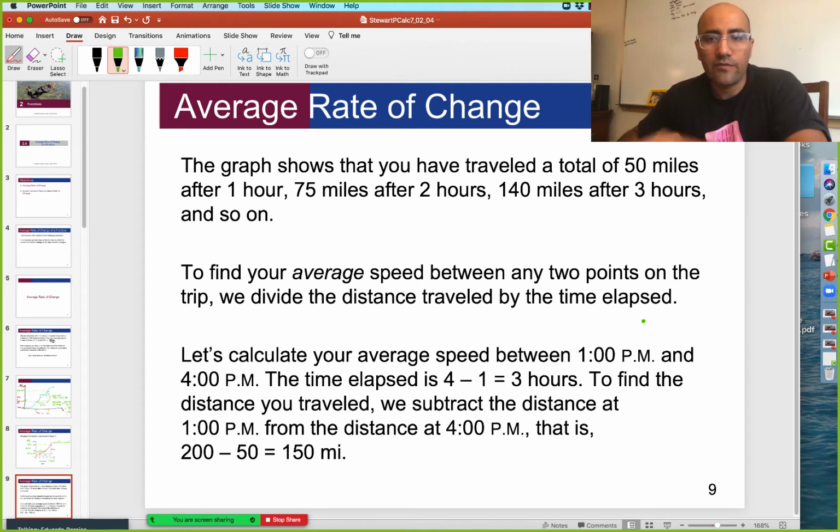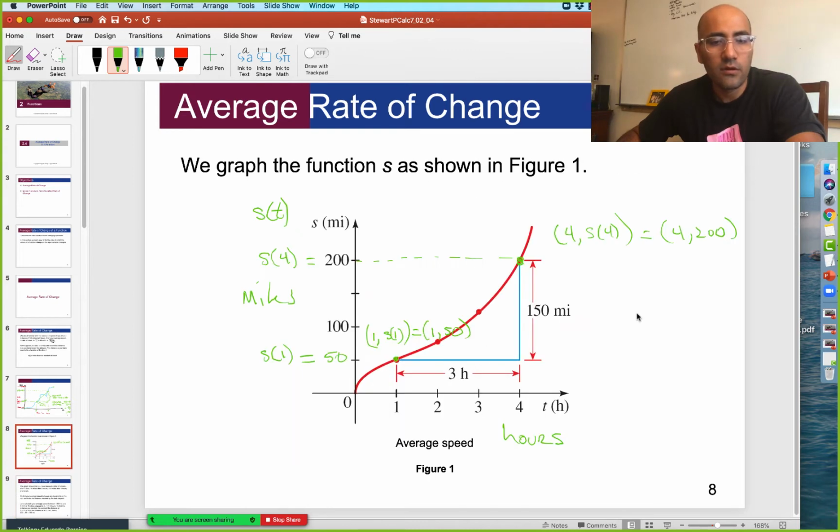So the graph shows that we've traveled a total of 50 miles in 1 hour, 75 miles after 2 hours, 140 miles after 3 hours, and so on. Find the average speed between any 2 points on the trip. To find the average speed between any 2 points, we divide the distance traveled by the time elapsed. So, for instance, if we were looking at the average speed between hours 1 and 4, we want to look at the slope of the line that connects these 2 points.